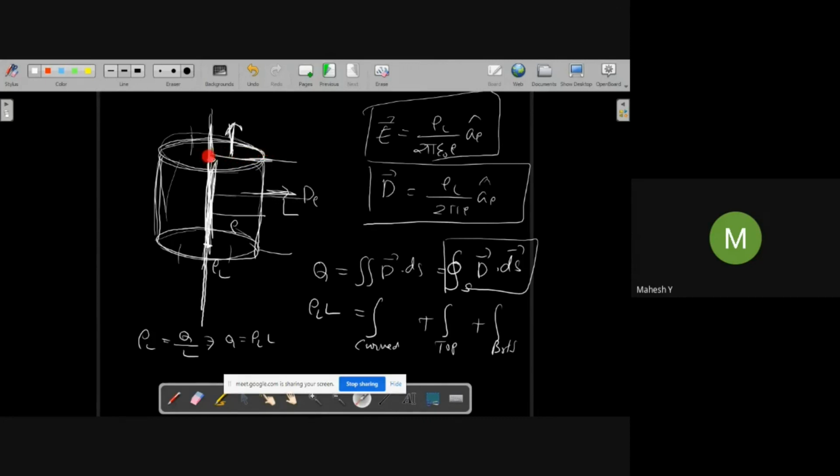On the top surface, the density is in this direction, whereas the surface vector is perpendicular to that. So the dot product will become 0 on the top. Here also the flux is moving radially outward, and the surface vector is perpendicular to that, so the angle between them is 90 degrees, so the dot product will become 0. So from the top surface and bottom surface, D dot dS will be 0. So we only have to integrate over the curved surface.